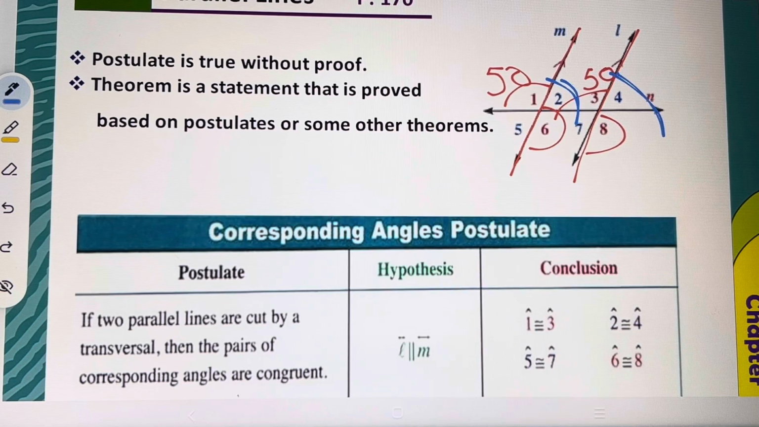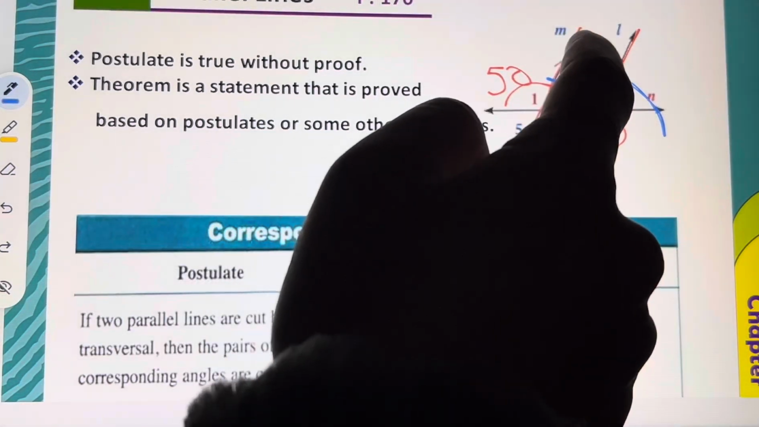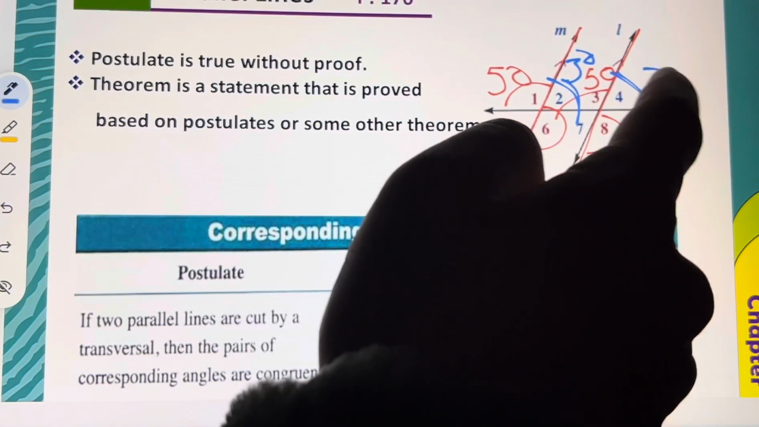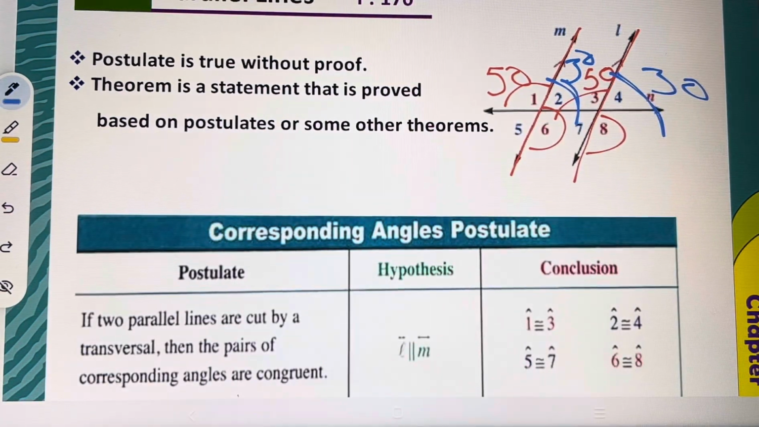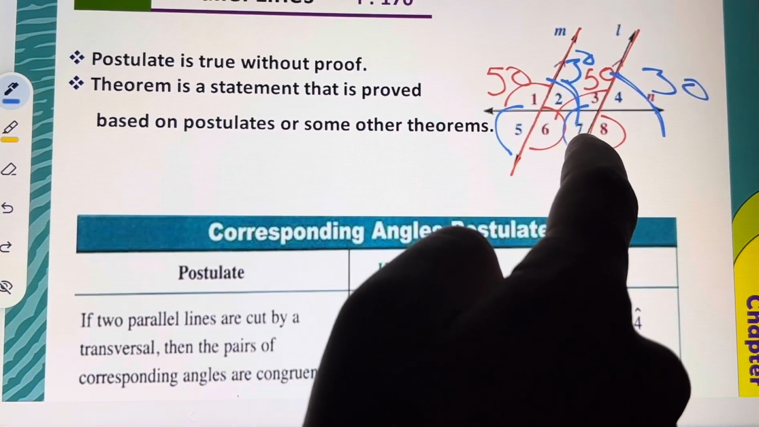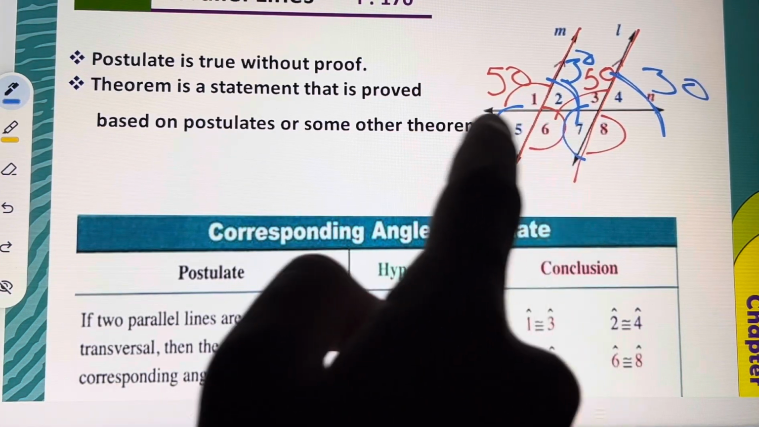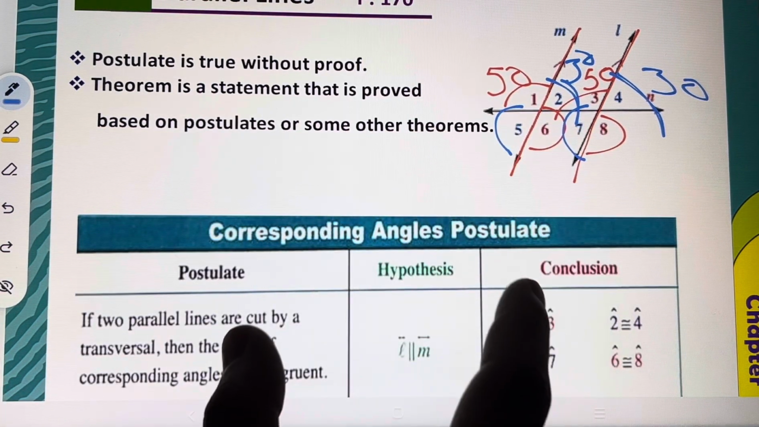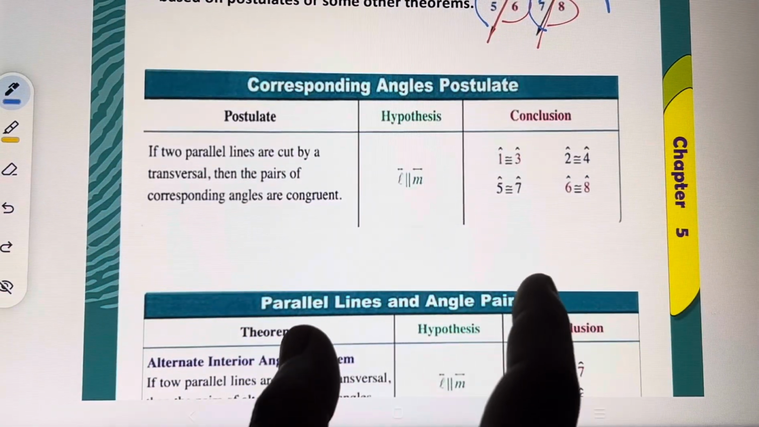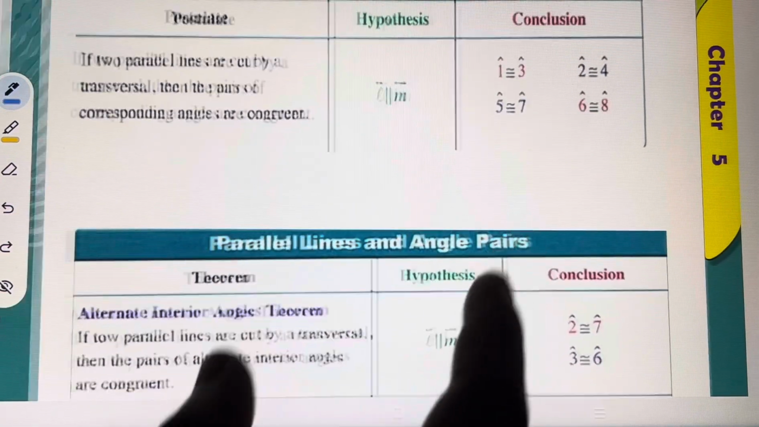That means if, let's say, angle 2 is 30 degrees, angle 4 will also be 30 degrees. Angle 5 and angle 6, as you can see, there's an angle between them. Those two will also be congruent to each other. Whatever the number is, they will have the same answer.